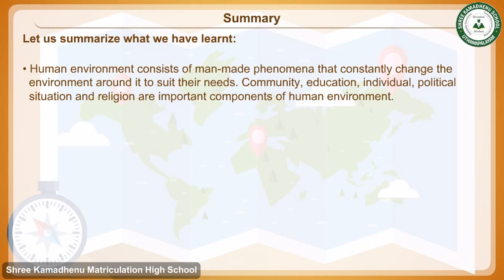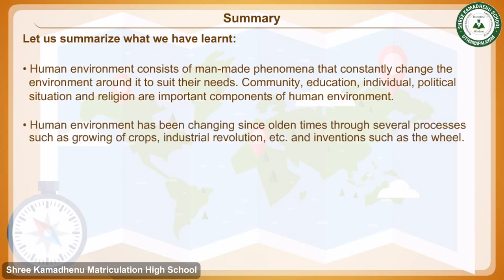Community, education, individual, political situation, and religion are important components of human environment. Human environment has been changing since olden times through several processes such as growing of crops, industrial revolution, etc., and inventions such as the wheel.